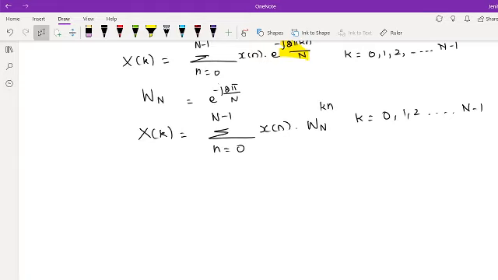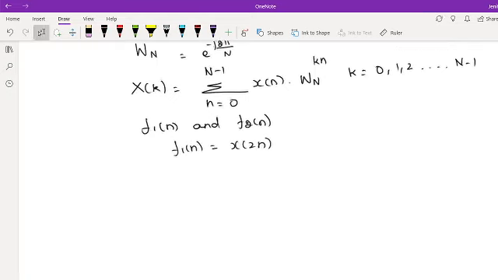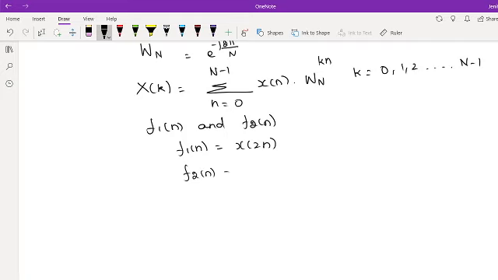Now, let x of n be the N-sample sequence. We need to decimate x of n into two N by 2 point sequences. For example, consider the two sequences f1 of n and f2 of n. Let f1 of n be the even-numbered samples and f2 of n the odd-numbered samples. That is, f1 of n is equal to x of 2n, and f2 of n is x of 2n plus 1.